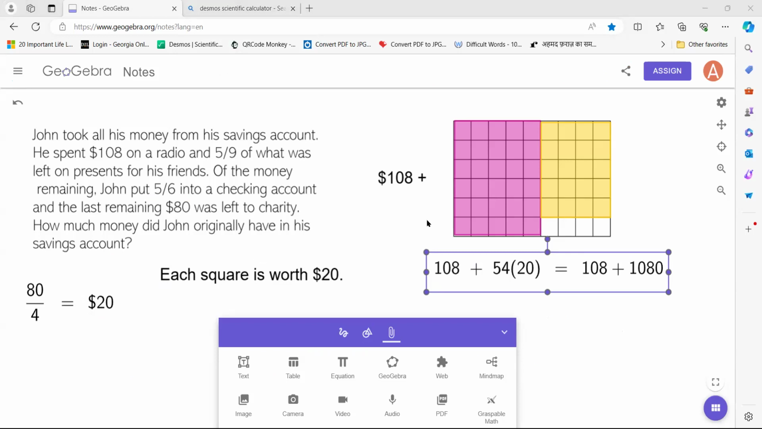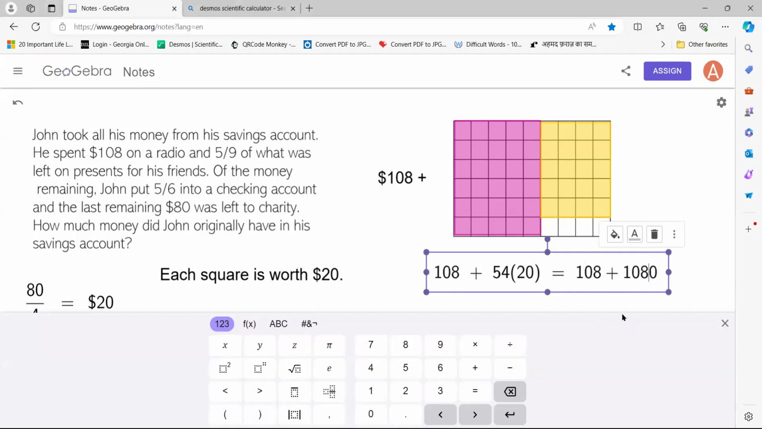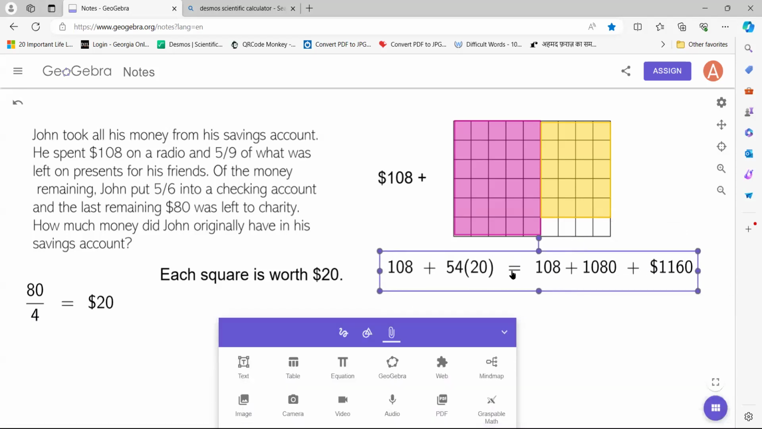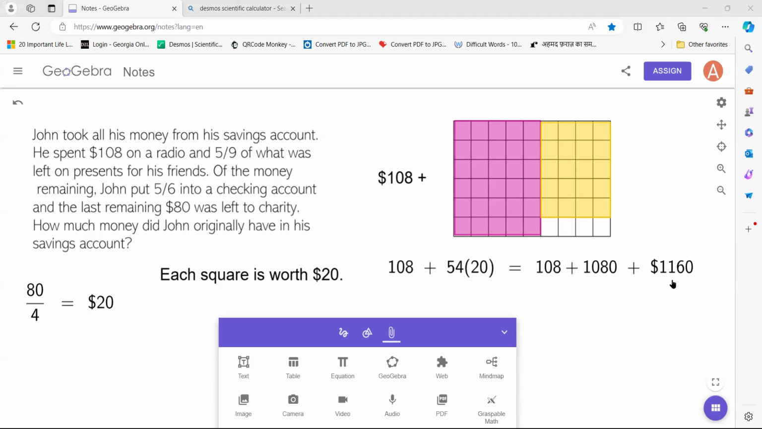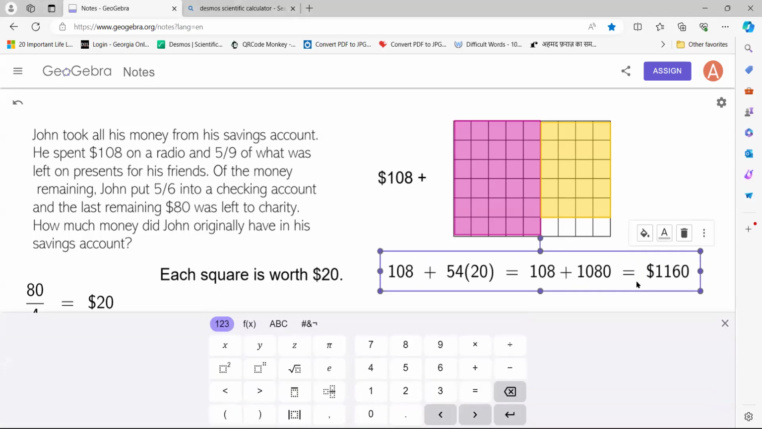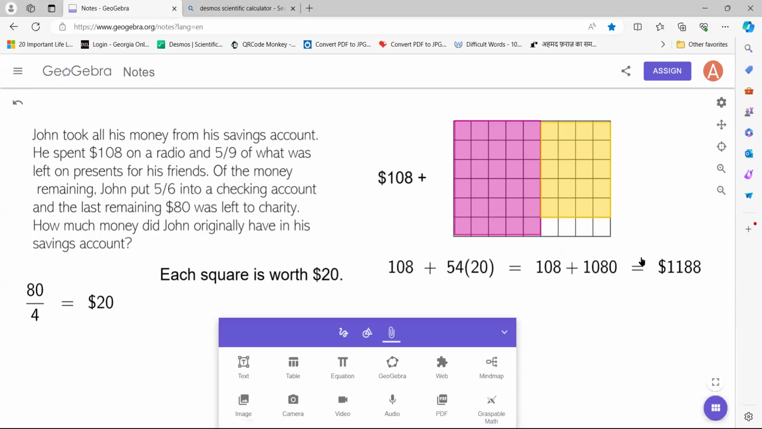$108 plus 1,080. And that turns out to be this number. Let me write it down here. And that's our answer. Let me just double check and make sure I didn't mess up. Actually, I did. Let's fix that. Sounds about right. Okay, so he had originally $1,188. I hope that helps.